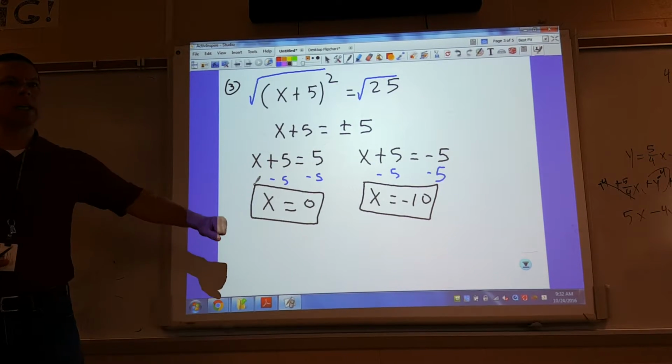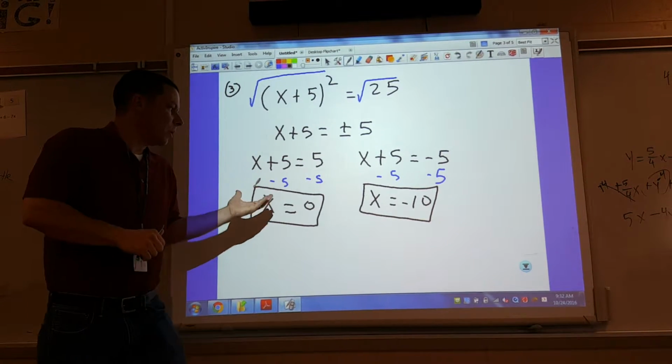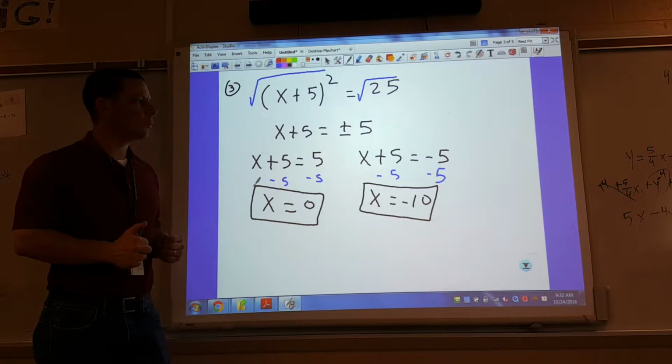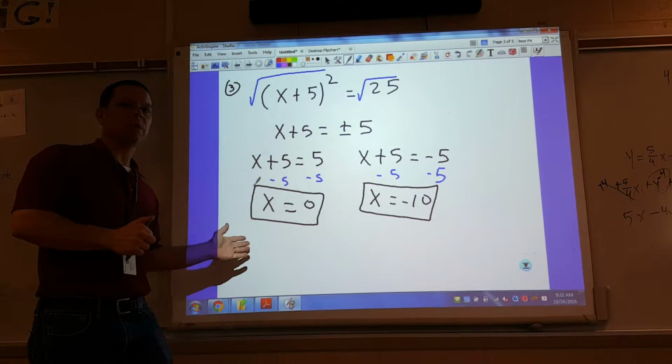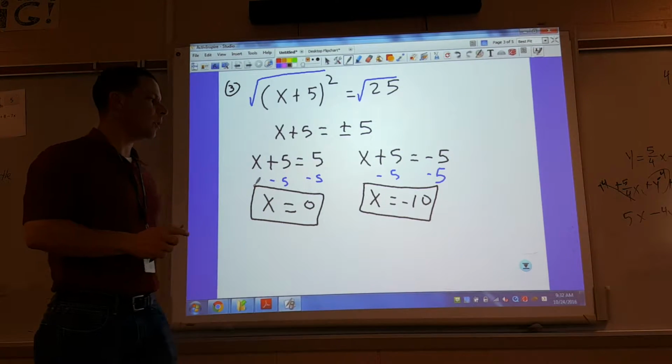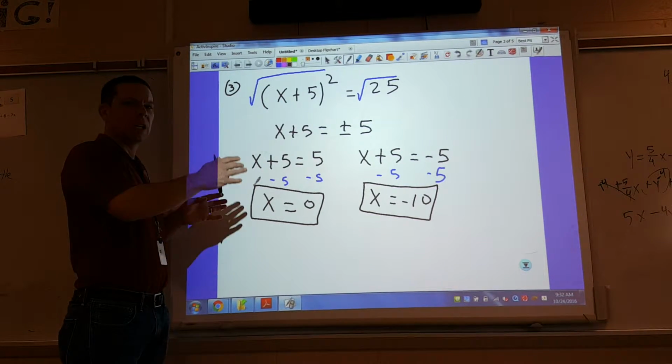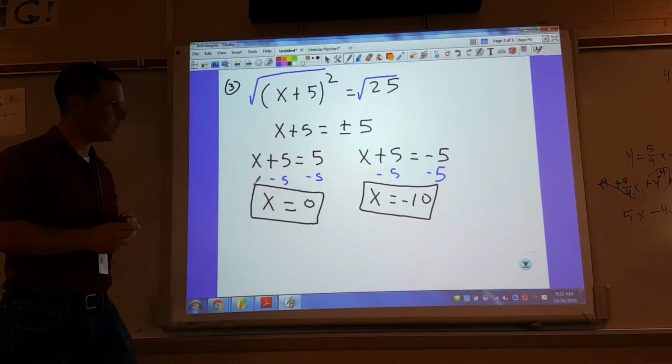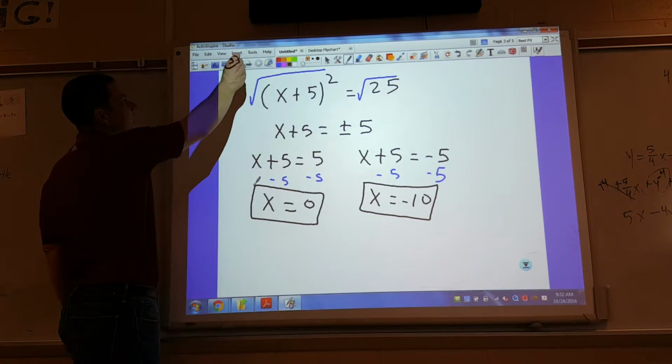So two answers. Usually these are different numbers here. Sometimes students will solve one of these and they might get x equals 7 for the first one and they think the other answer is negative 7. That's not going to be the case. So it is a good idea to write out both equations that you're solving so you don't make that mistake.